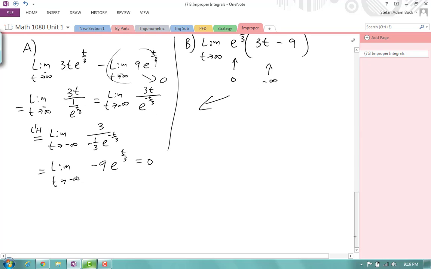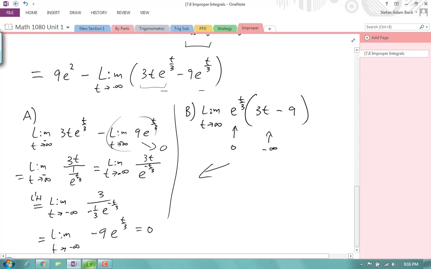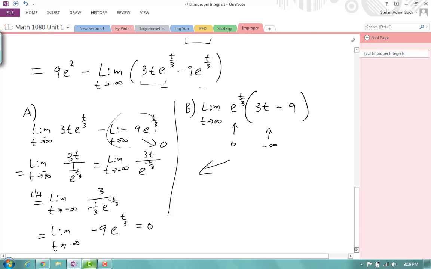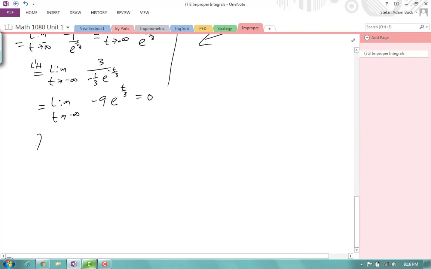But what does this tell me about my integral actually? This limit here was equal to 0. So my integral was 9e squared minus the result of this limit, meaning the result of this integral from minus infinity to 6 of re to the r over 3 dr was equal to 9e squared.